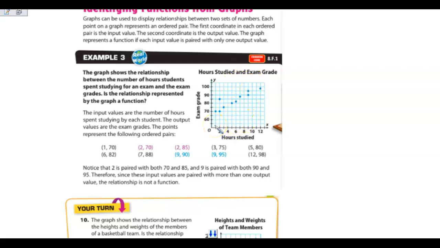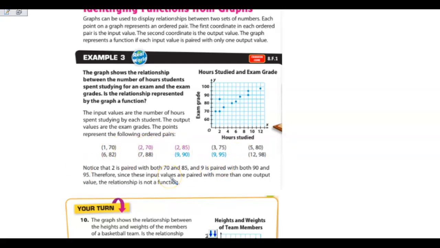Okay? So the graph shows a relationship between the number of hours students spend studying for an exam and the exam grades. Is the relationship represented by a graph of a function? The input values are the number of hours spent studying each student. The output values are the exam grades. And the points are represented in the following ordered pairs. And so what they did is 1 hour studied was 70%, 2 hours studied 70%, and so forth.